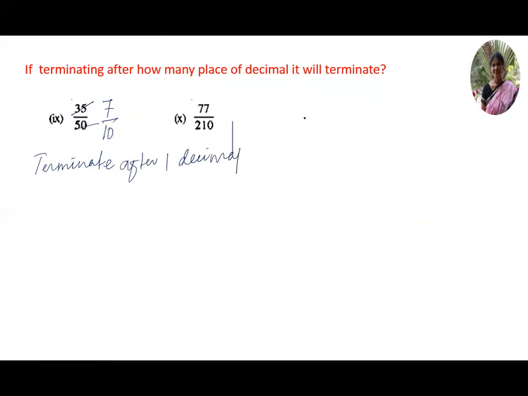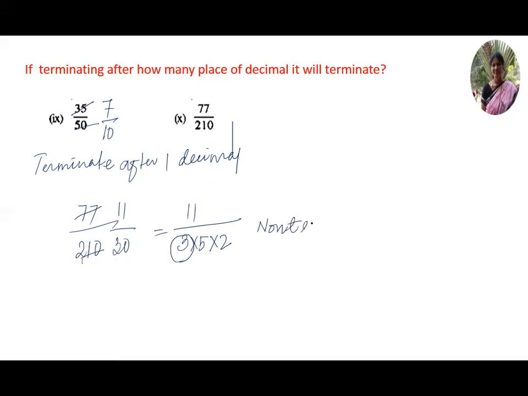Now coming to 77 by 210. This is divisible by 7. 11 by 30. So terminating or non-terminating? Non-terminating, because 30 can be written as 3 into 5 into 2. So there is a 3 factor. So it is non-terminating, repeating. So no need of writing after how many places it will terminate.